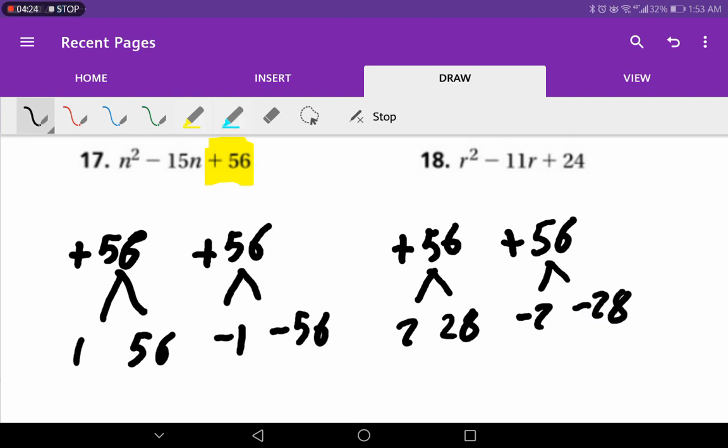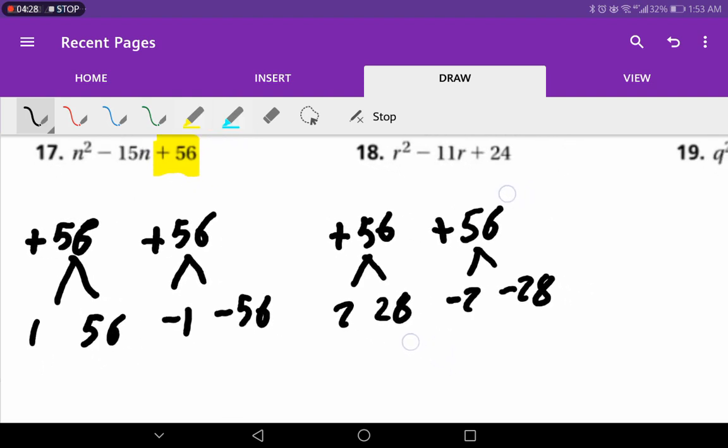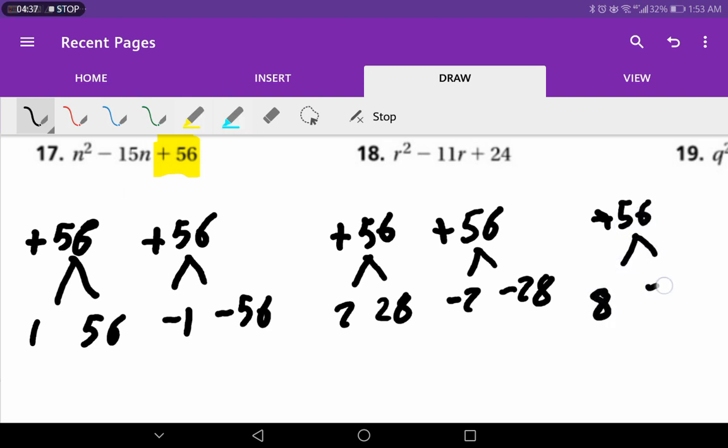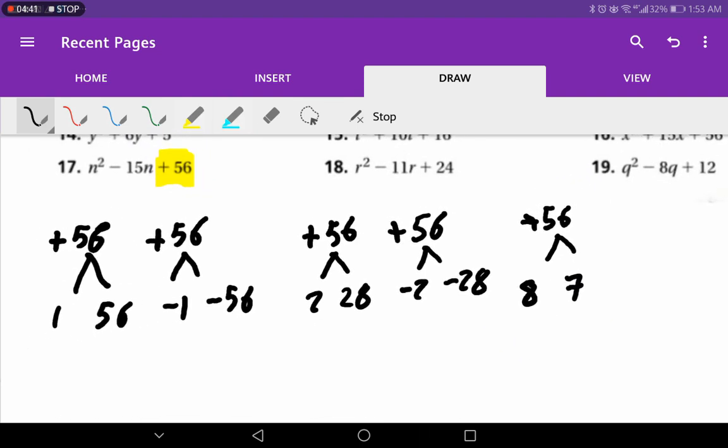Yes? Okay. What else? Positive 56 is coming from 8 multiply 7. And also positive 56 is coming from negative 8 multiply negative 7. Are you happy with that? So all of these numbers are factors, but which one is correct?